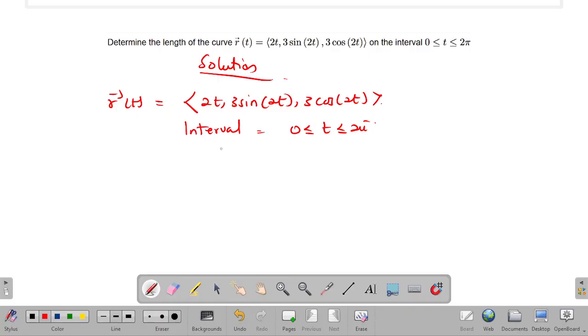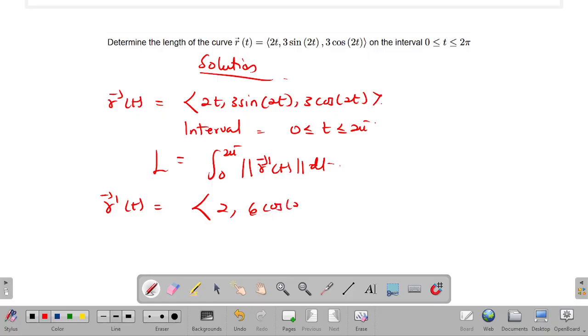What do we need? We just quote the formula. Our L is simply equal to the integral from 0 to 2 pi of the length of our tangent vector r prime of t dt. So here our interest is to find r prime of t. So what is r prime of t? I'll simply differentiate each component. Differentiating 2t, I'll get 2, comma. When I differentiate this, I'll get 6 cosine 2t, then when I differentiate this, I get negative 6 sine 2t.